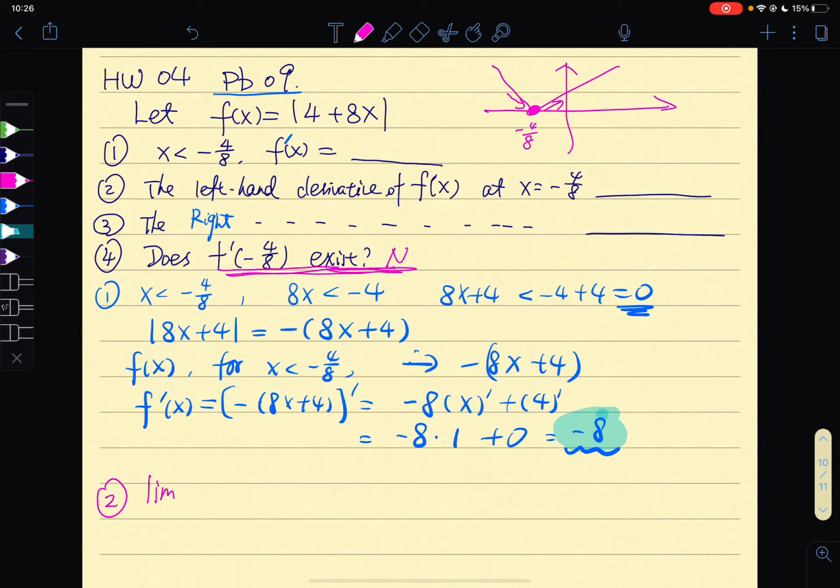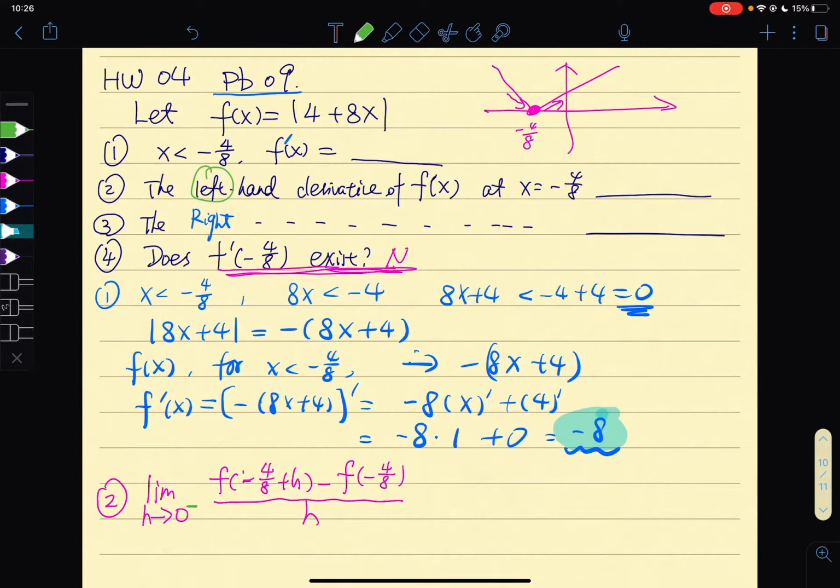So I'm sending h to 0 of f of negative 4 over 8 plus h minus f of negative 4 over 8, divided by h. And they did say explicitly I want to approach it from the left side, so you are approaching 0 from the left side. Well, let's figure out each of those pieces one at a time.